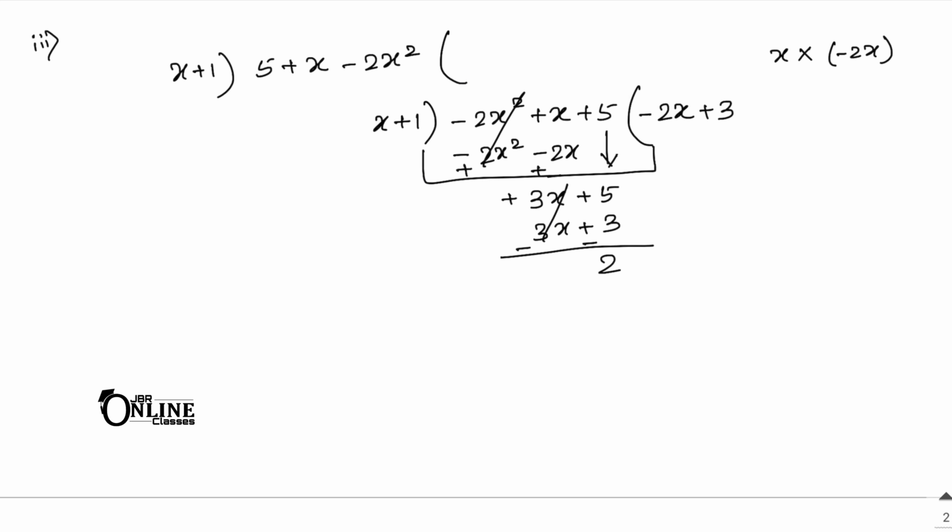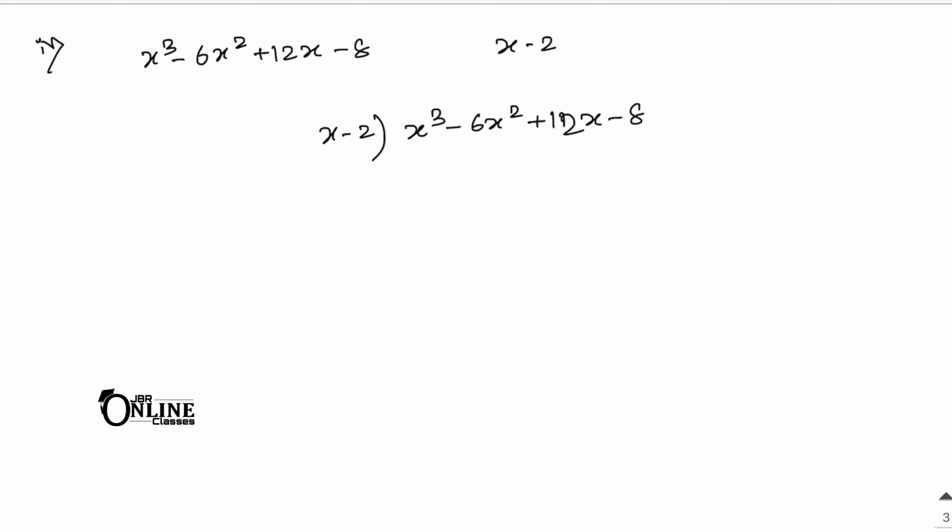So that means here this will be your quotient and this will be your remainder. Okay, for the previous sum the remainder will be 0, but in that case here remainder equal to 2 and quotient equal to minus 2x plus 3. Now the last one, that means number 4.